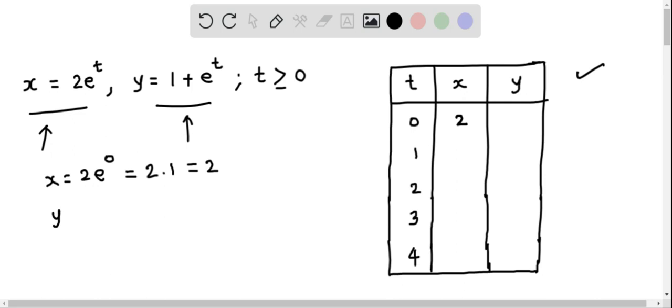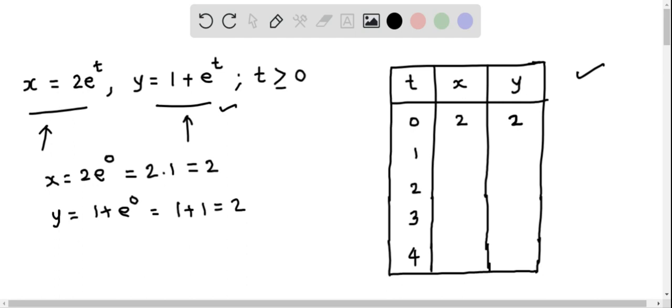Now let's find the corresponding y. y equals, we have to use the second equation, 1 plus e raised to the power of 0. e raised to the power of 0 is 1, so this becomes 1 plus 1 equals 2. So we have filled the table when t equals 0, and in the same way, we can fill the rest of the values.